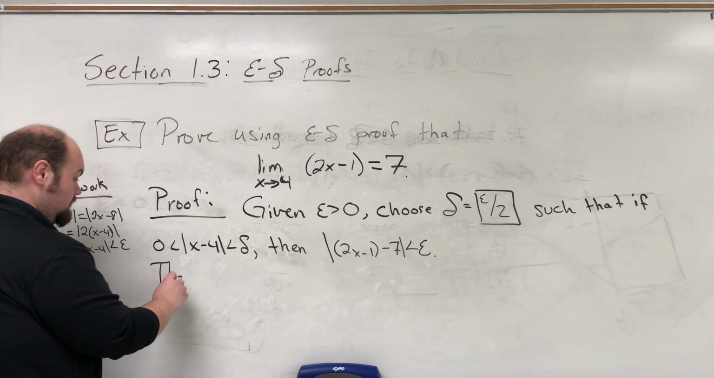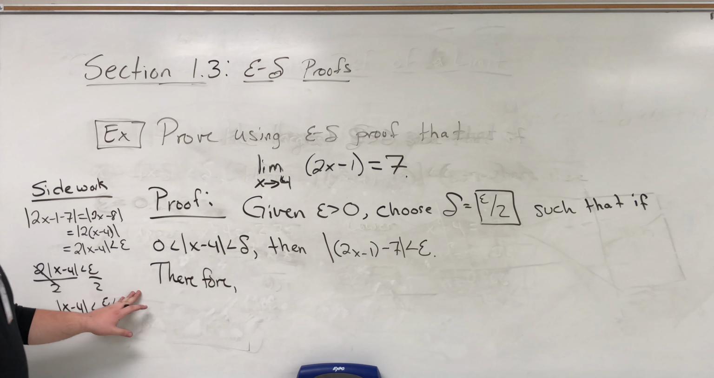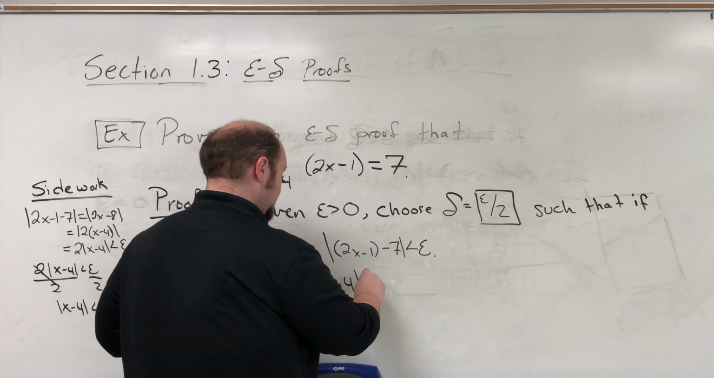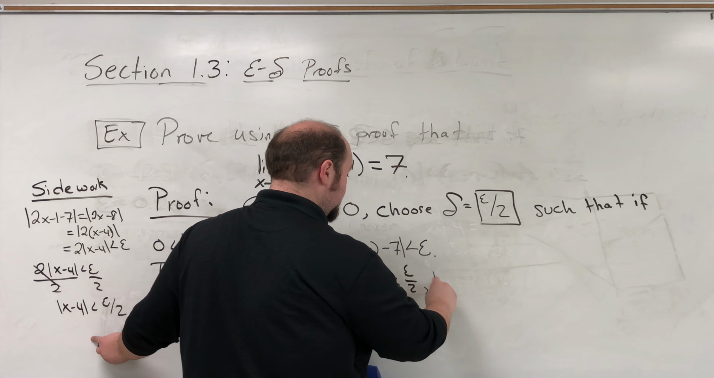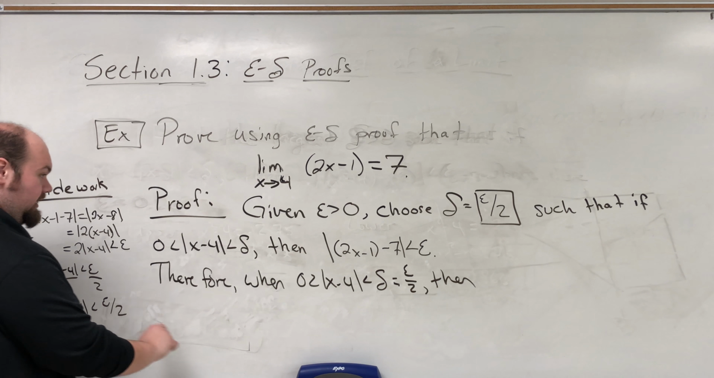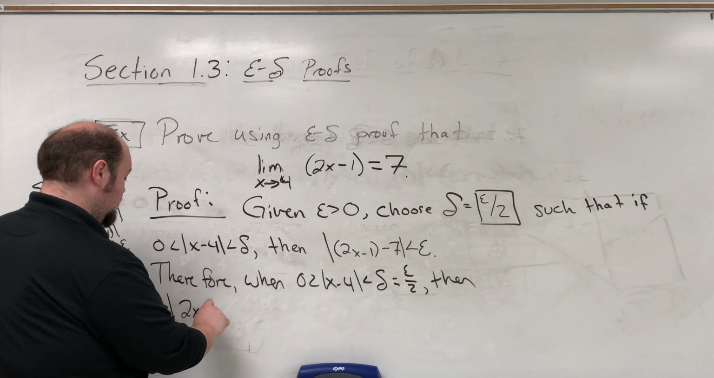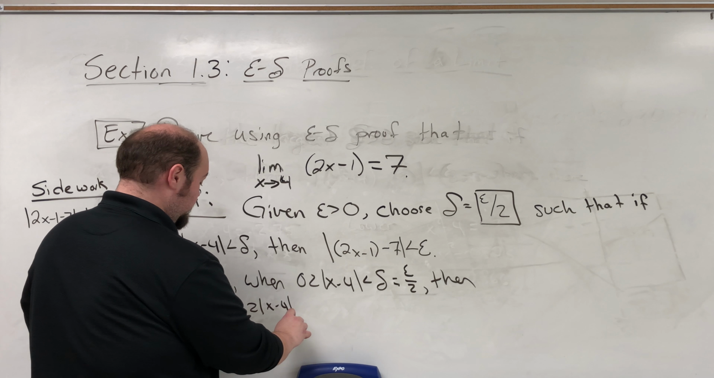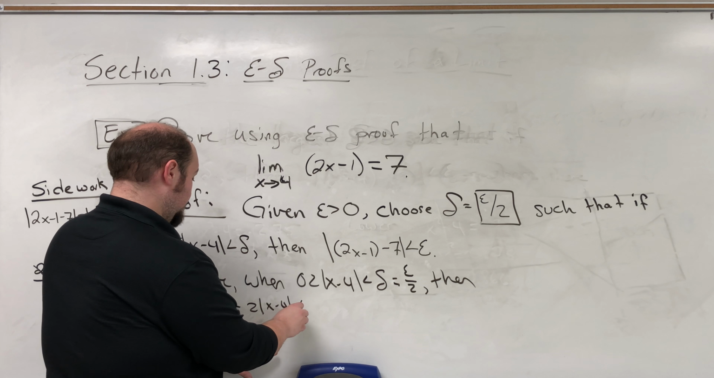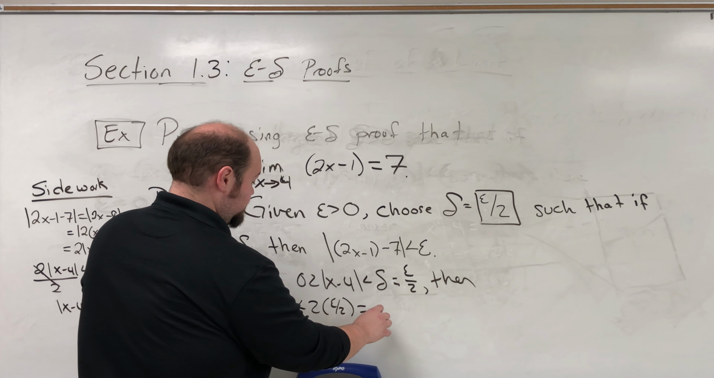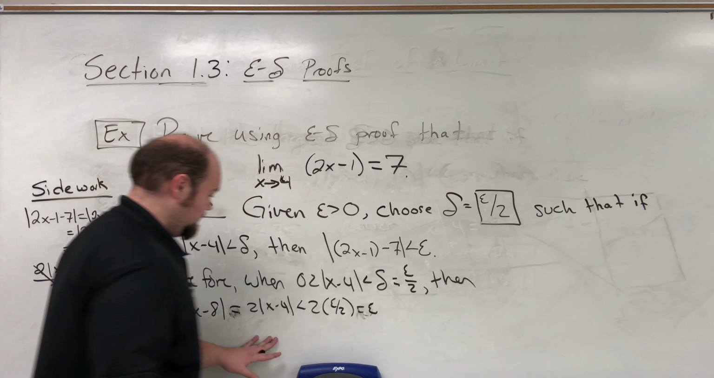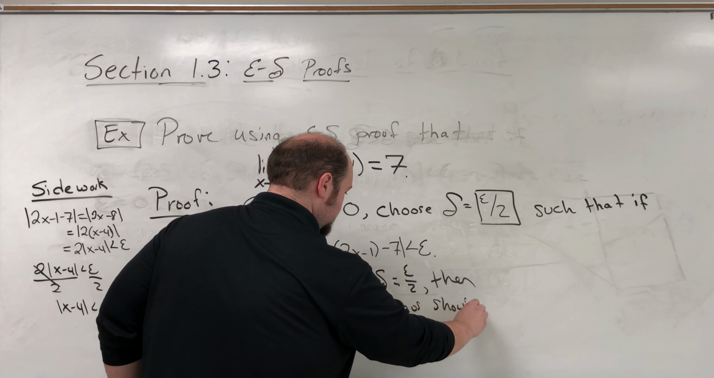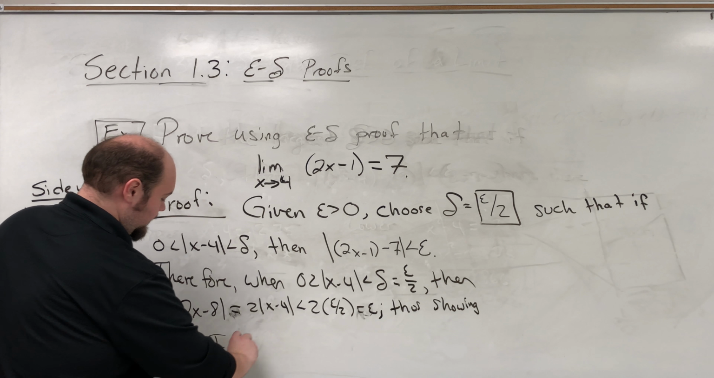All right, so therefore, when 0 is less than the absolute value of x minus 4 is less than delta equal to epsilon over 2, then the absolute value of 2x minus 8, which is going to be equal to 2 times the absolute value of x minus 4, is going to be less than 2 times epsilon over 2, which is going to be equal to epsilon. Thus showing what I wanted to prove.